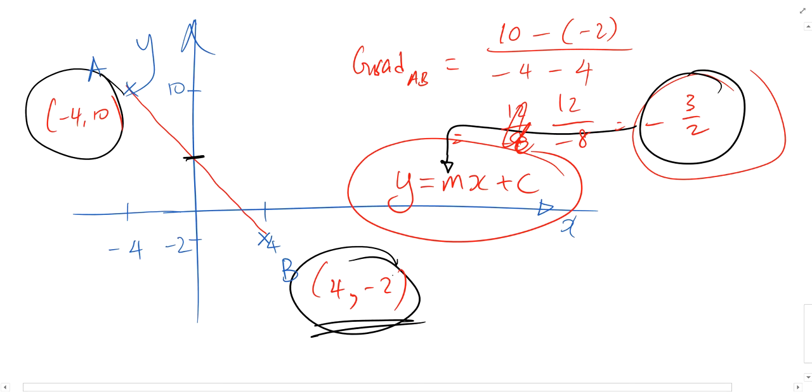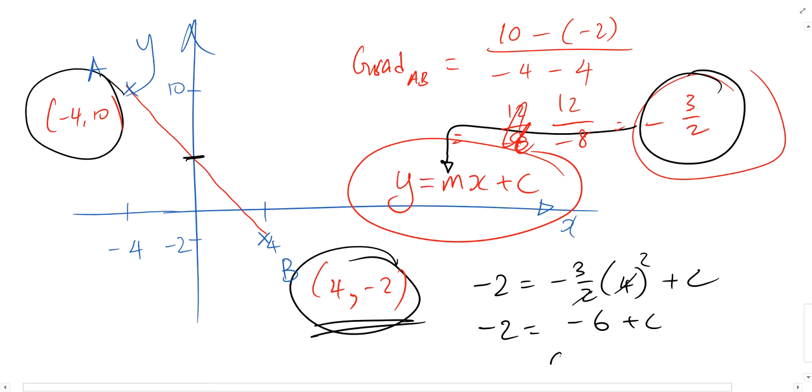So for B I've got the x and y coordinates. Negative 2 equals negative 3 over 2 times 4 plus c. So find c. Negative 2 equals, cancel 2, negative 6 plus c. c equals 4. So this must be 4. Then based on my sketch, does it make sense? Am I expecting a positive value for c? Yes, and is it roughly less than half of 10? Based on my sketch, quite good, right? So if you do a good sketch, it can help you.